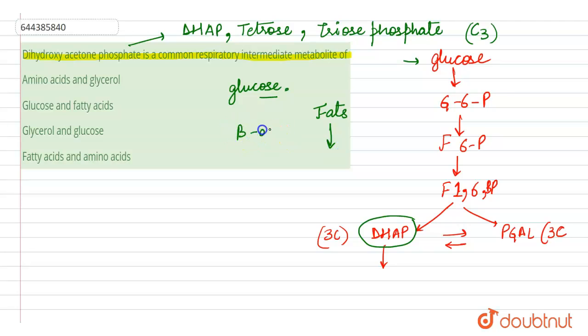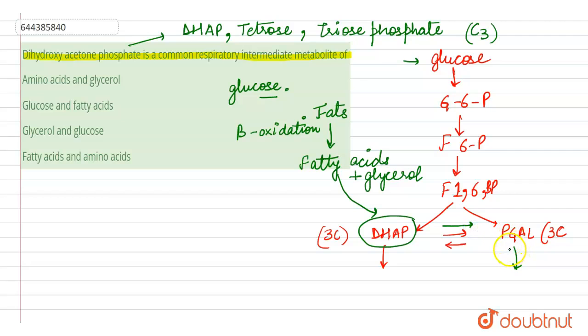So here the breakdown of fat results in the formation of dihydroxyacetone phosphate from the fatty acid and glycerol. We know fats are formed of 2 components, that is fatty acid and glycerol, which can get converted into dihydroxyacetone phosphate. Now later on this dihydroxyacetone phosphate can get converted into phosphoglyceraldehyde and can carry out the further reaction.